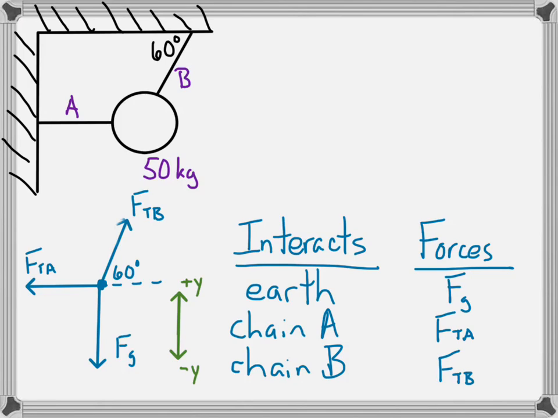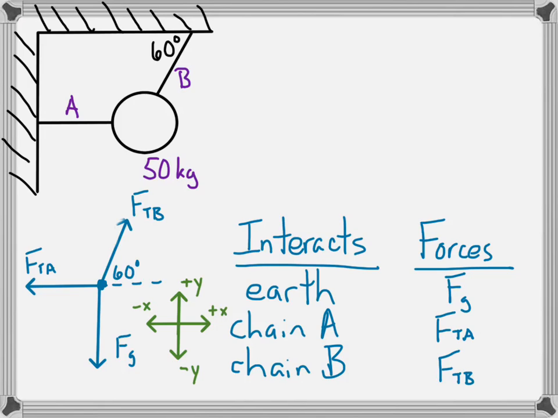And on a normal graph, if positive y is pointing up, then positive x is pointing to the right, and negative x is pointing to the left. So now we have drawn our coordinate axes. We know which way is x and which way is y.